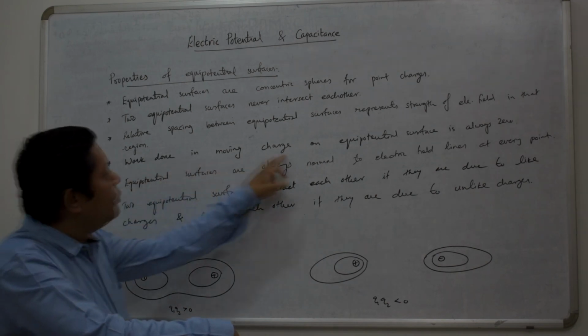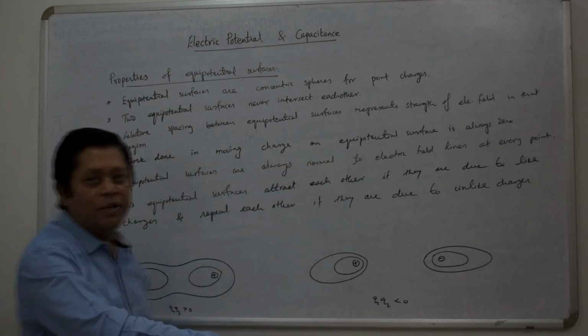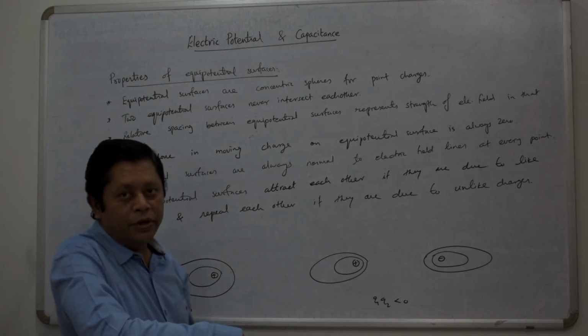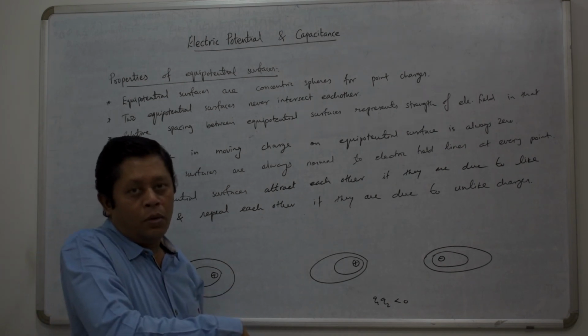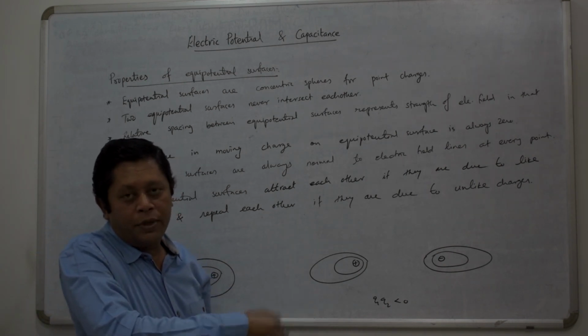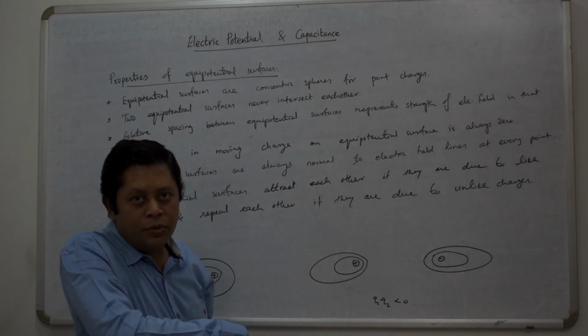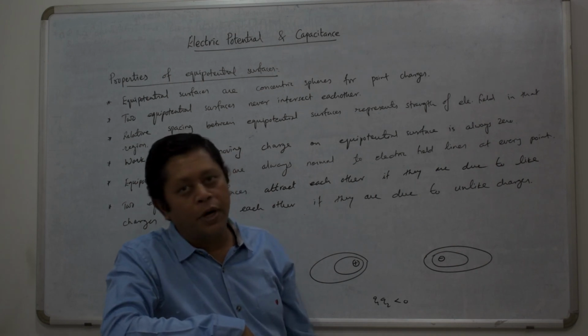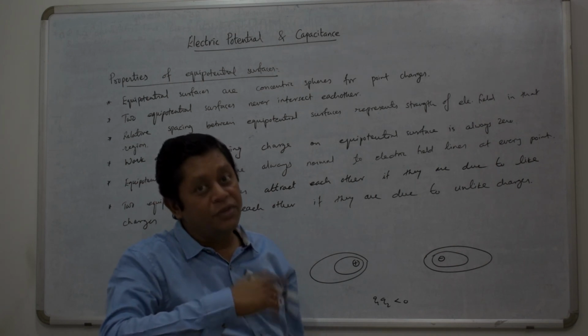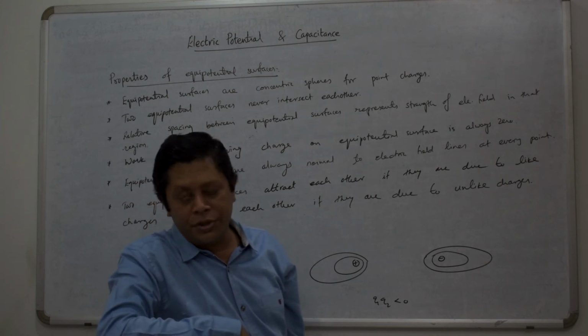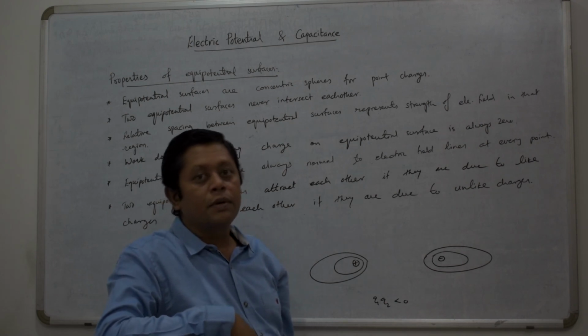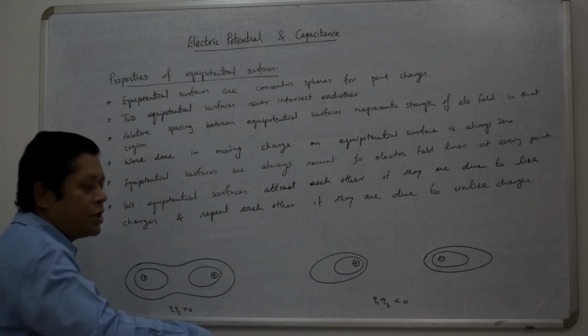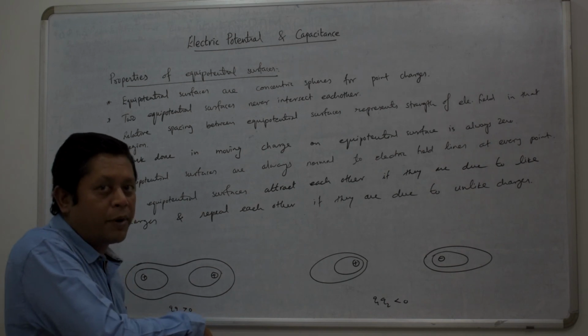Another thing, work done in moving a charge on an equipotential surface is always zero. We know that work done is equal to the potential difference into the charge moved. If an equipotential surface is there, the potential is the same between any two points, so the potential difference is zero, and that's why work done is also zero. So we can say no work is done in moving the charge on an equipotential surface.